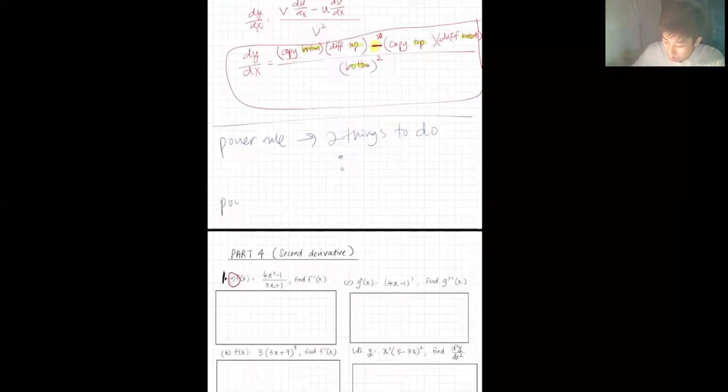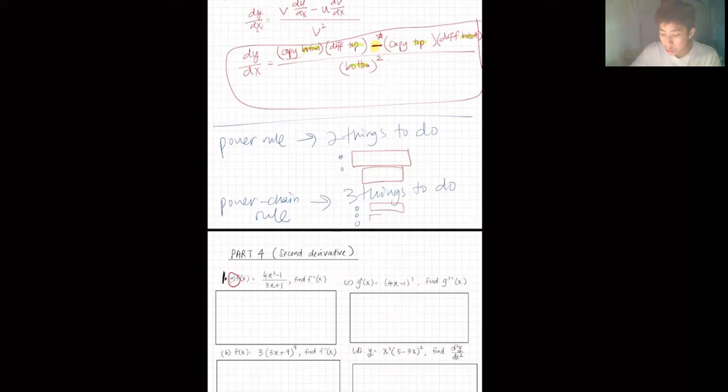And power chain rule, I just call it this way. It's not necessarily called this way in your school. Power chain rule, what I do is actually, there are 3 things to do. Okay, 1, 2, 3. What you do is bring the power down for multiplication, and then the power must minus 1. This one is same thing. Bring power down for multiplication, then power minus 1. Then lastly, you got to multiply with the differentiation of the bracket inside.